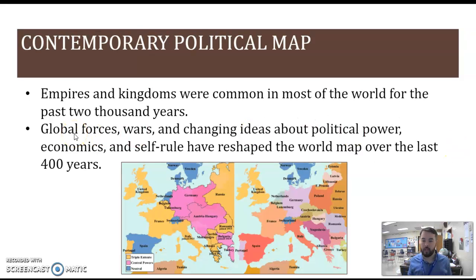So we have to understand, and a lot of this you're going to be covering in world history next year, but we have to understand that for a couple thousand years, basically most of the world was broken up into large empires or kingdoms. Okay, they were ruled by kings, queens, czars, emperors, things like that. But over time, we saw that things like wars between different empires and kingdoms, revolutions, civil war, different ideas about political power, economics, this idea of individual freedom, really shifted around the world map, especially in the past 400 years.